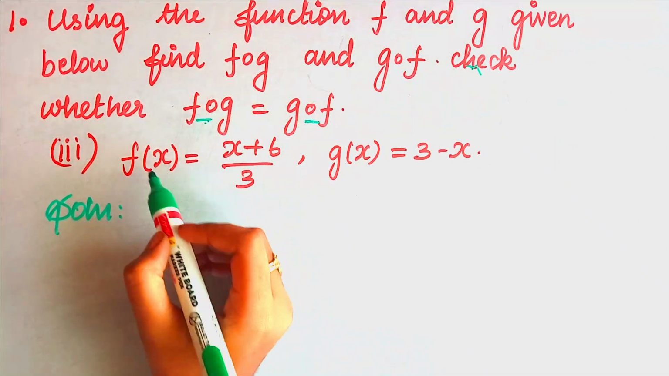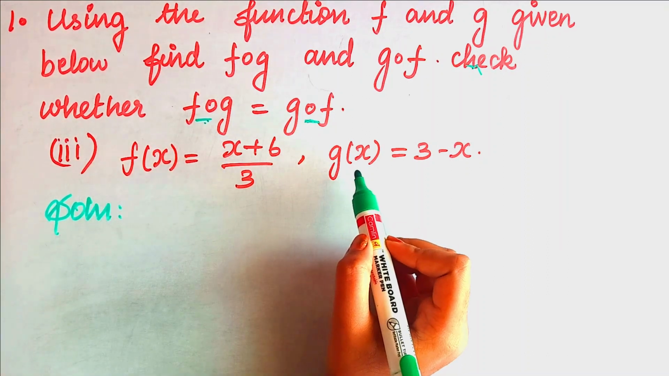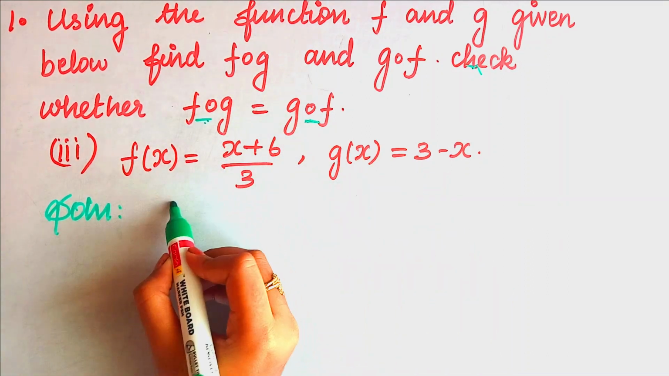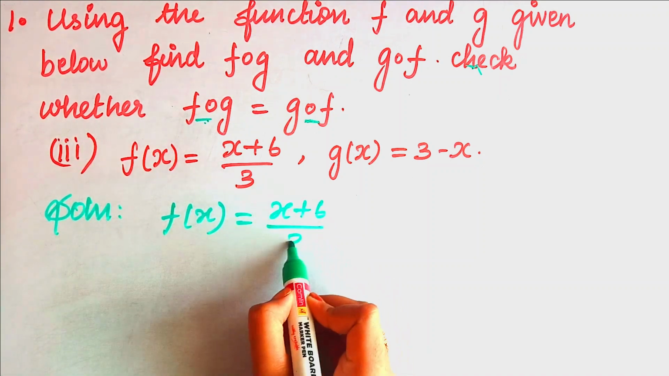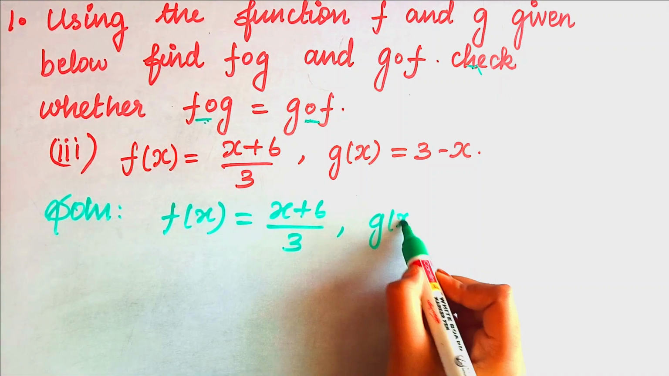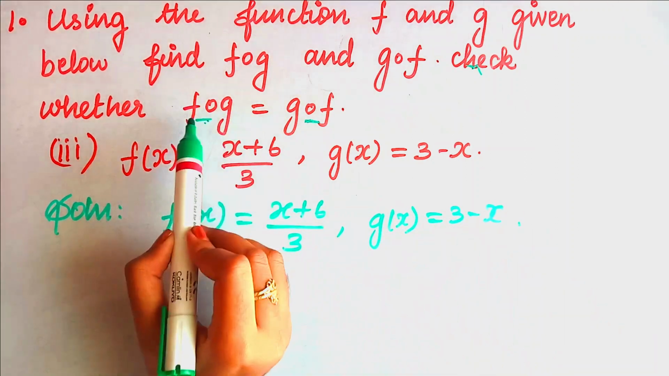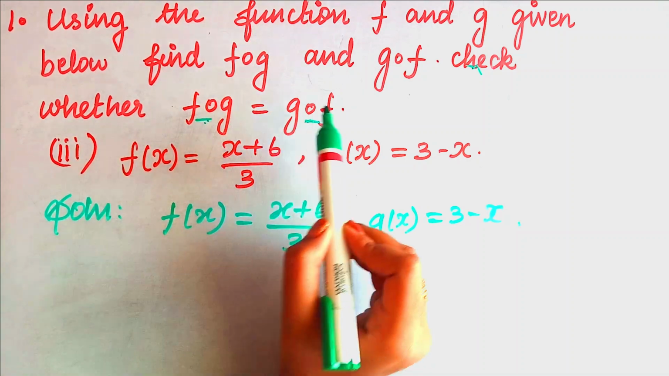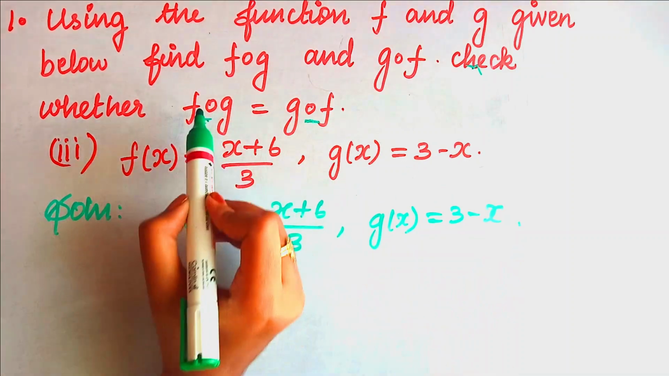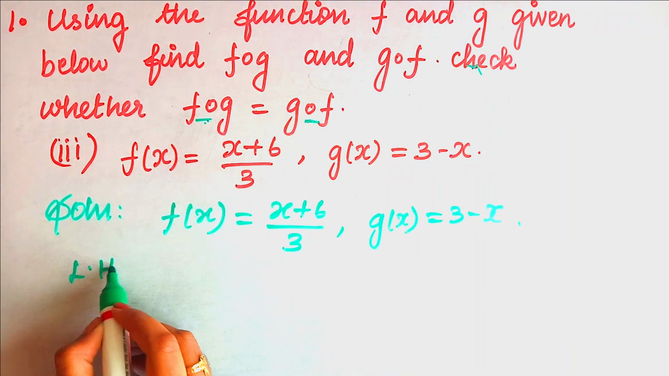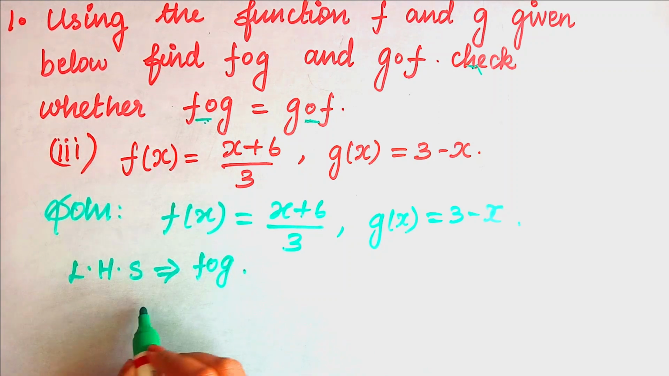Third subdivision, f of x is equal to (x + 6) divided by 3 and g of x is equal to 3 − x. First let's write the given part. So now what we have to do, we have to find f∘g and g∘f, and we'll check whether these both are equal or not. So first let's take the left hand side, which is f∘g. So how to find it?